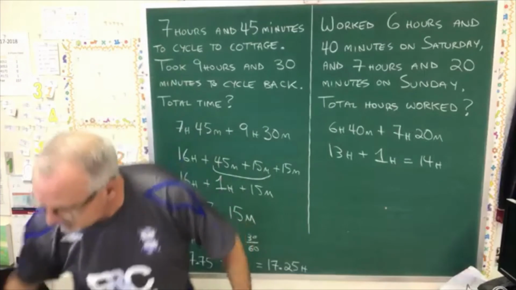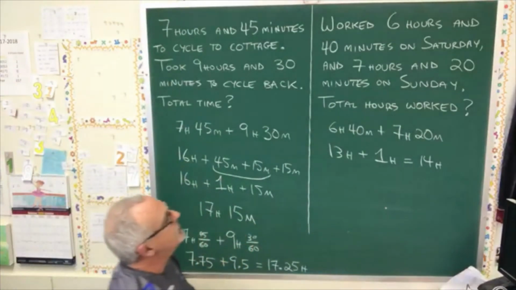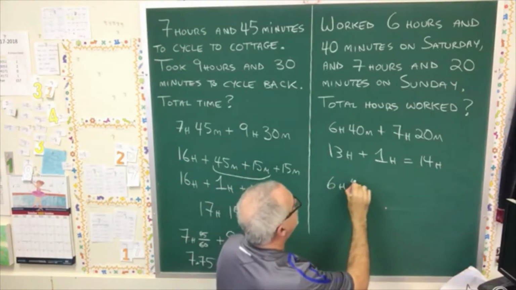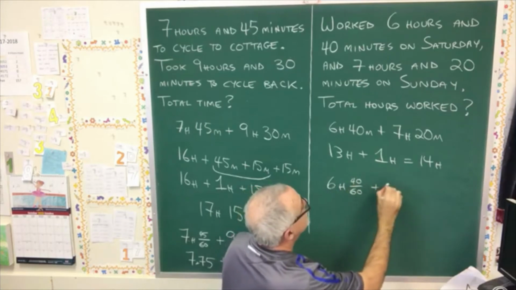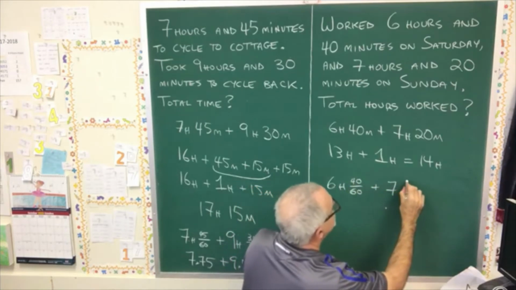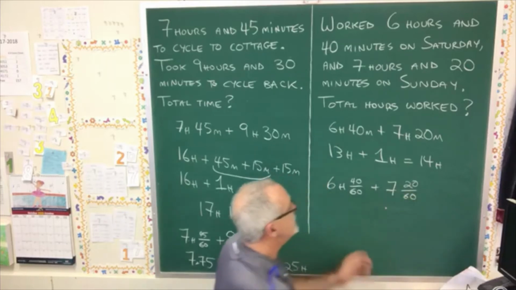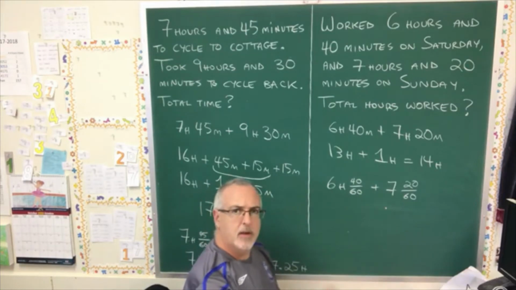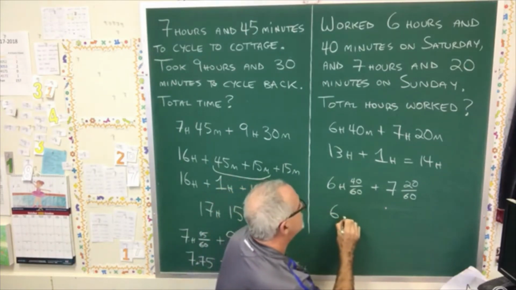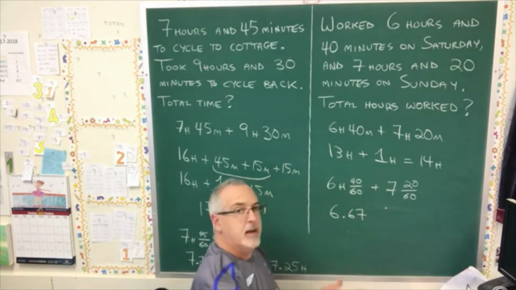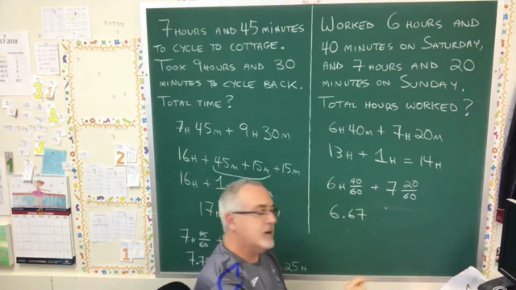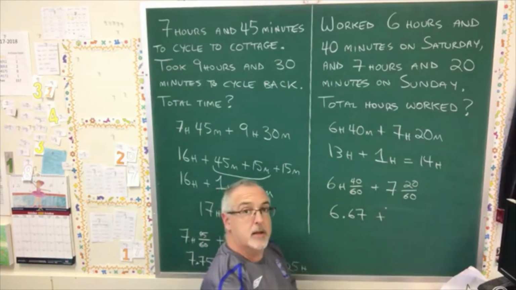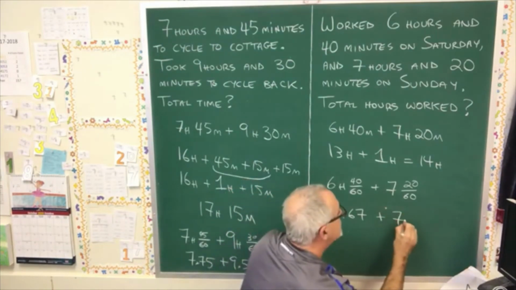Now, doing it again in decimal, how will this look? We have 6 hours and 40 out of 60 minutes plus 7 hours and 20 out of 60 minutes. Converting these into decimal, we have to do a bit of rounding because 40 out of 60, when I do that as a division, gives me 6.67. In the calculator, it'll be 6.6666, and I round that to 6.67. Plus 20 over 60, when I divide it in the calculator, gives me 7.33.